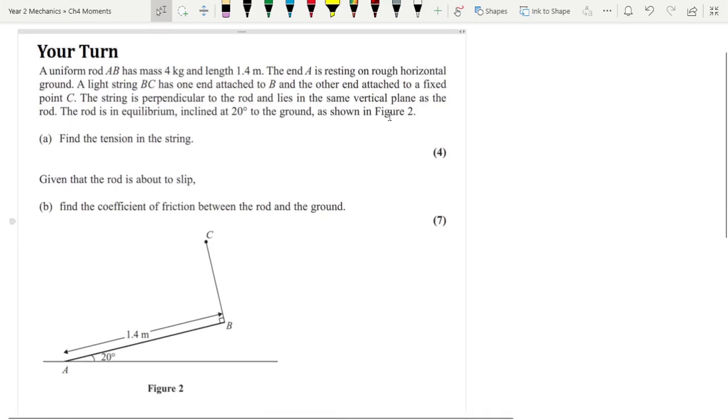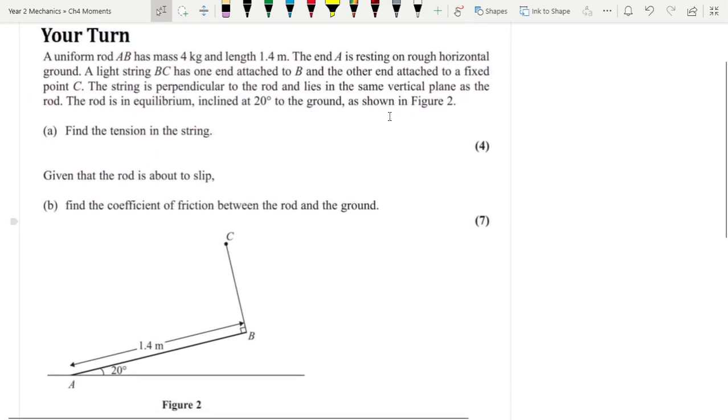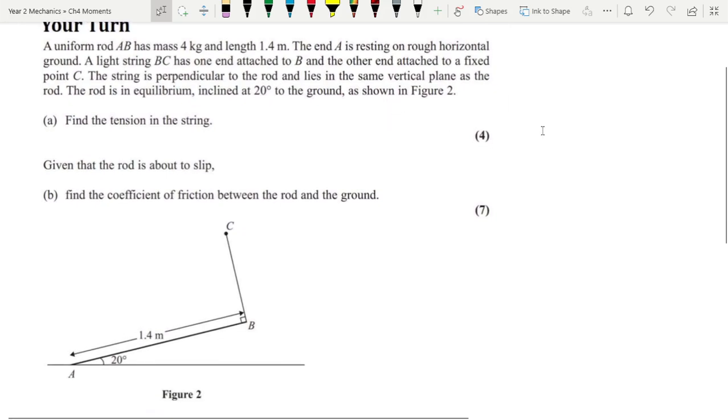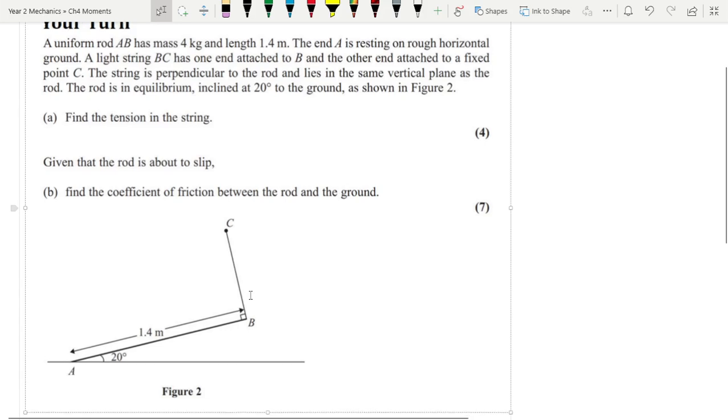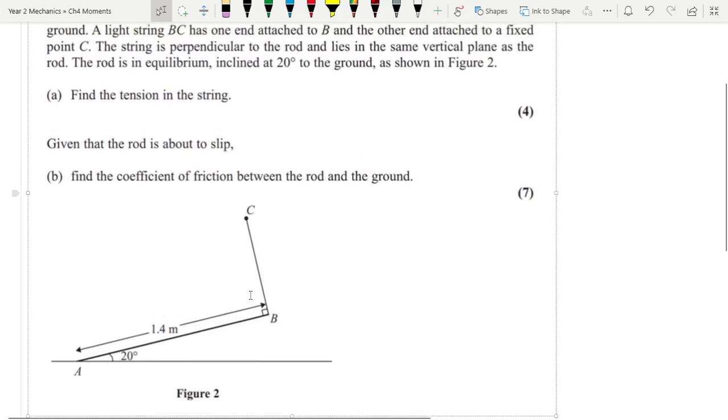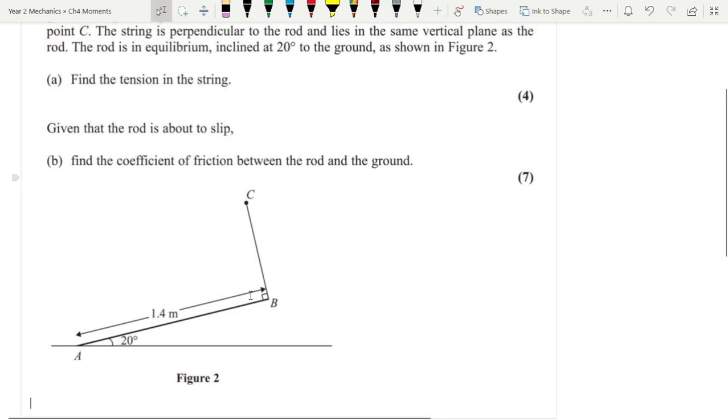Okay, here's one for you to have a go at. Pause the video, have a go yourself, and then I will go through it in a minute. So this is similar to the two last examples we've done. We've got the measurements on the diagram here already. So we've got to find the tension in this string, so we're trying to find this value of T here.